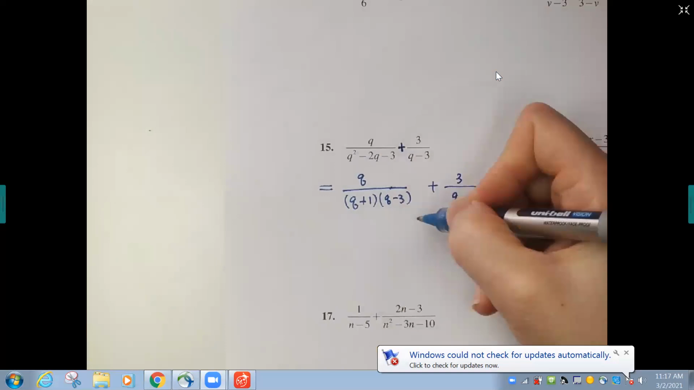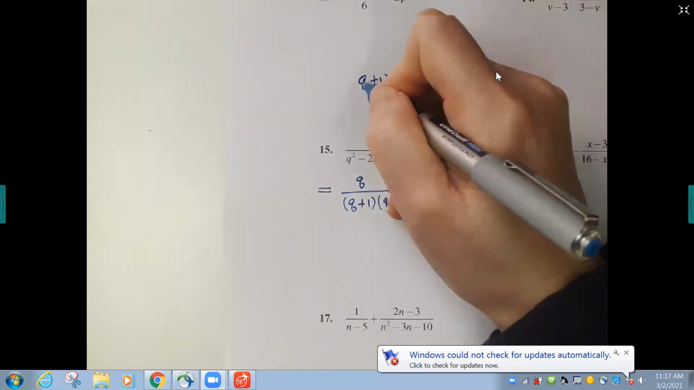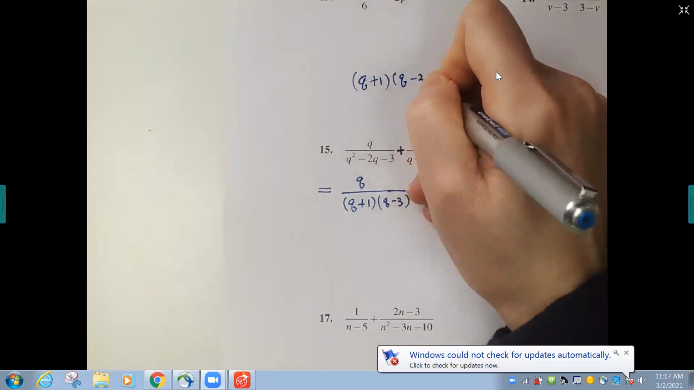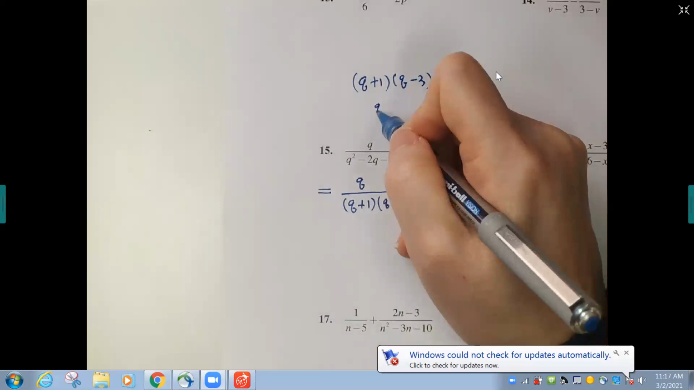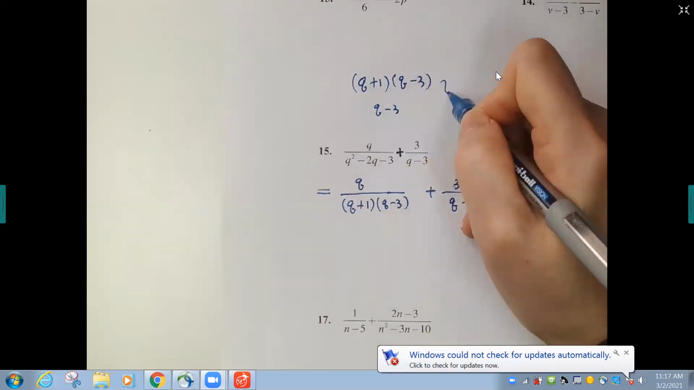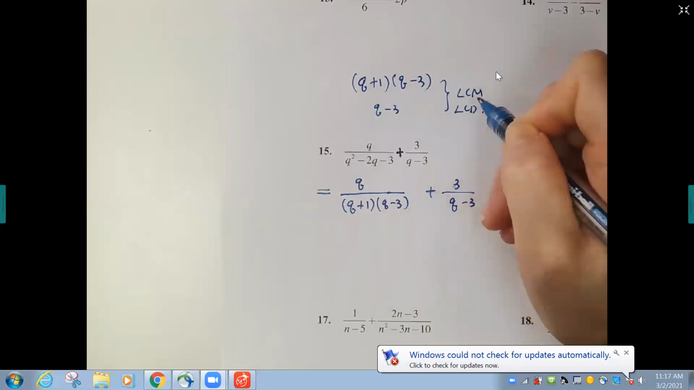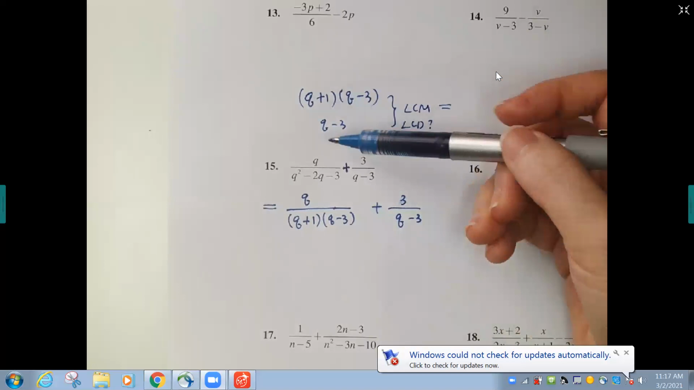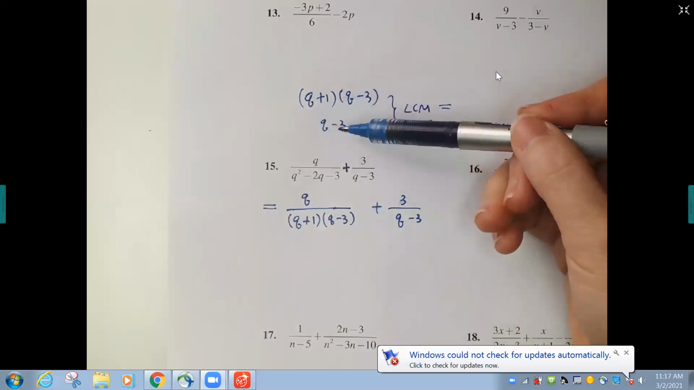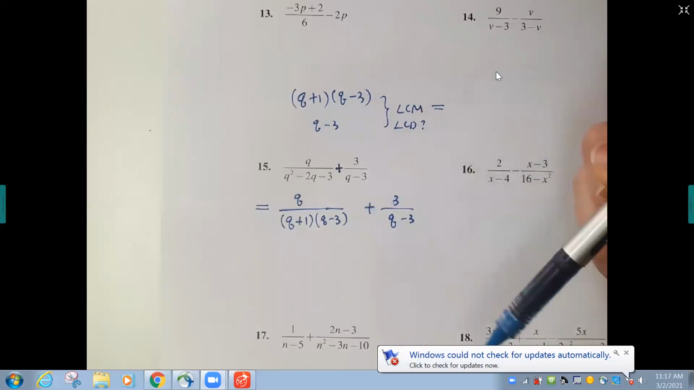So I have two denominators. The first one is q plus 1 times q minus 3. This is the first denominator. The second one is just q minus 3. Then what is their least common multiple or least common denominator? Since they have been factored already, we'll just use every factor the maximum time it appears in each factorization.